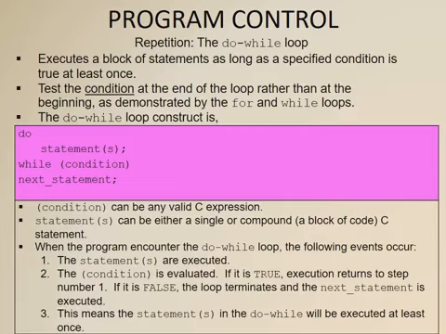The next loop is the do while loop. So what is a loop? It will execute the block of statements as long as the specified condition is true. So what is the difference between the while loop and the do while loop? It will test the condition at the end of the loop rather than the beginning. As we have seen, in the while loop we check the condition at the top, and in the do while loop we check the condition at the bottom position.